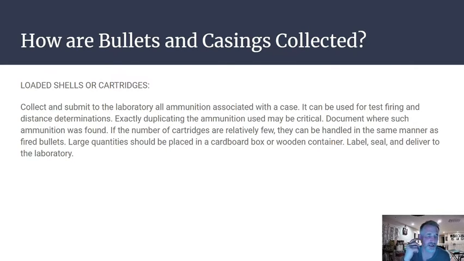Loaded shells or cartridges. There could be live rounds that haven't been fired. You're going to collect and submit them to the laboratory. All ammunition associated with the case should be sent in. It can be used for test firing and distance determinations. Exactly duplicating the ammunition used may be critical. Document where such ammunition was found. If the number of cartridges is relatively few, they can be handled the same manner as the fired bullets. If large quantities are there, then you should place them in a cardboard box or wooden container, label, seal, and deliver to the lab.